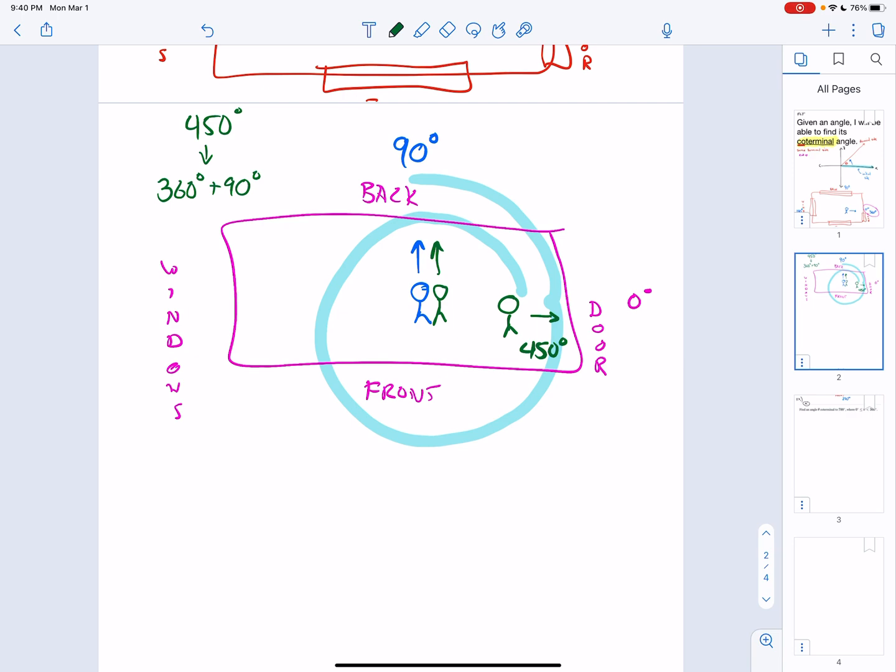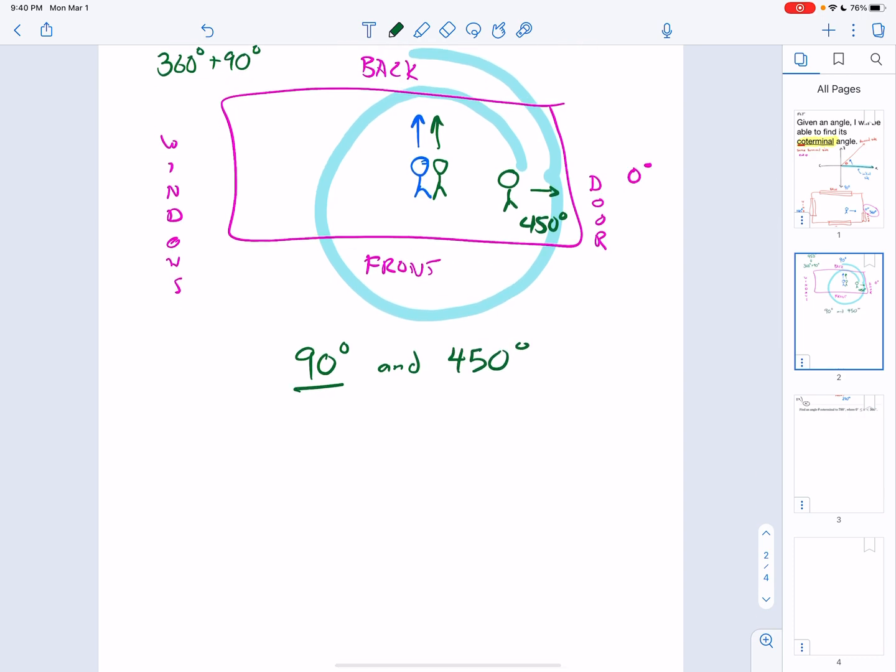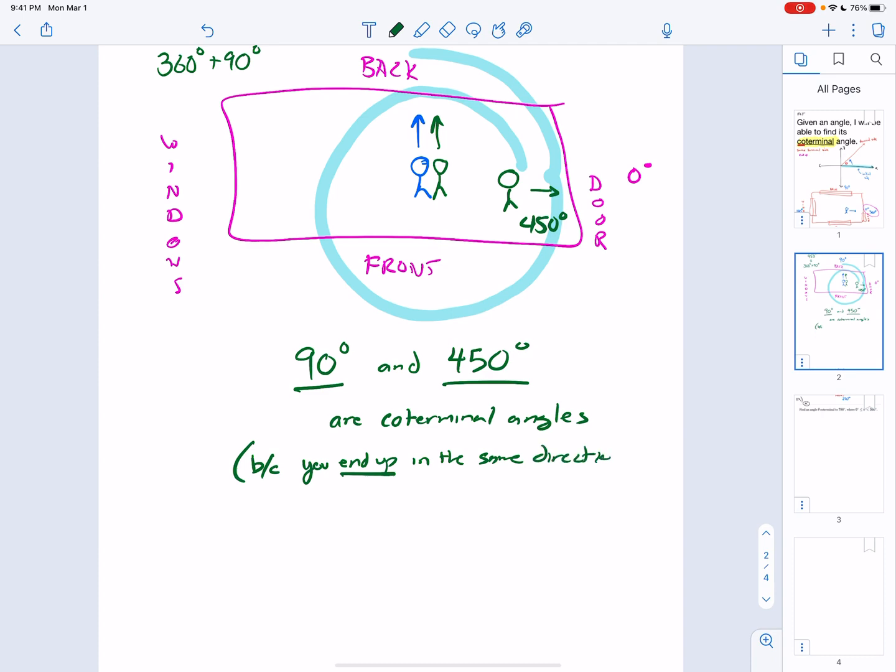Okay, so here's what I'm getting at. 90 degrees and 450 degrees, although very different, these are coterminal angles because you end up in the same direction. Okay, so we're not so much focused on how much you spin, but more of where do you end up.